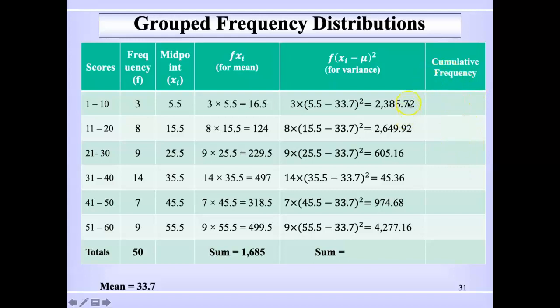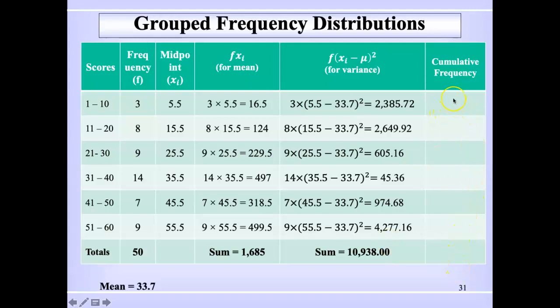The next step is to calculate the total, so we add all of the values. 2385.72 plus 2649.92 plus 605.16 plus 45.36 plus 974.68 plus 4277.16, which gives us 10,938. Right? So since we're here, before we actually calculate the variance, let's do our cumulative frequency.